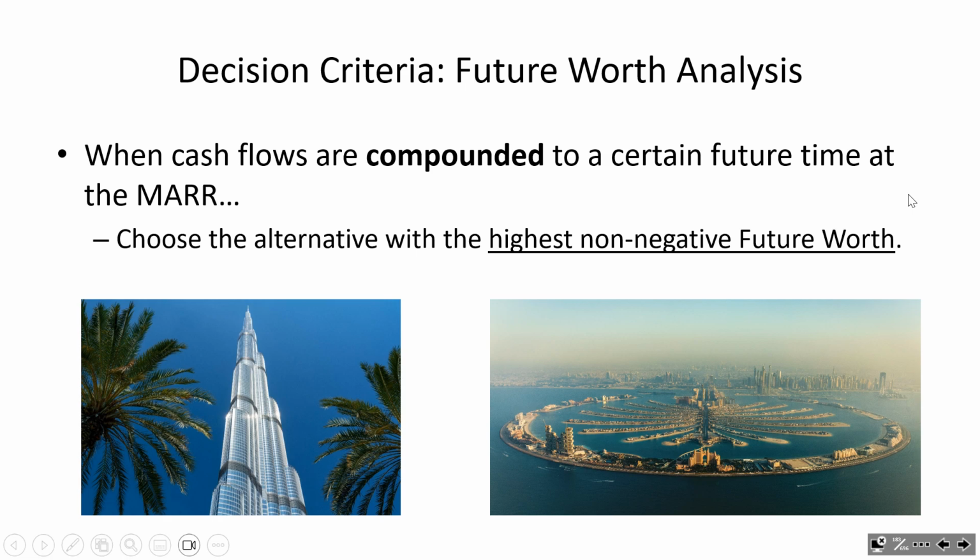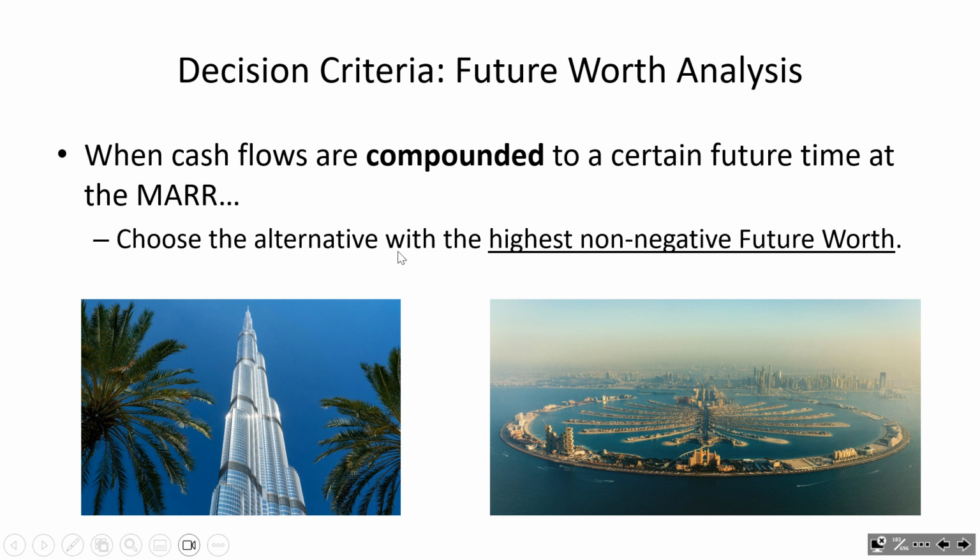Now, decision criteria. If we're comparing alternatives, we need to know what is the rule that applies for how to know whether you choose one option or the other. And it's very similar to what we've done before. In present worth analysis, remember what we were doing is discounting values to the present. Here this says we're compounding values to the future. Compounding just means moving the money forward in time into the future.